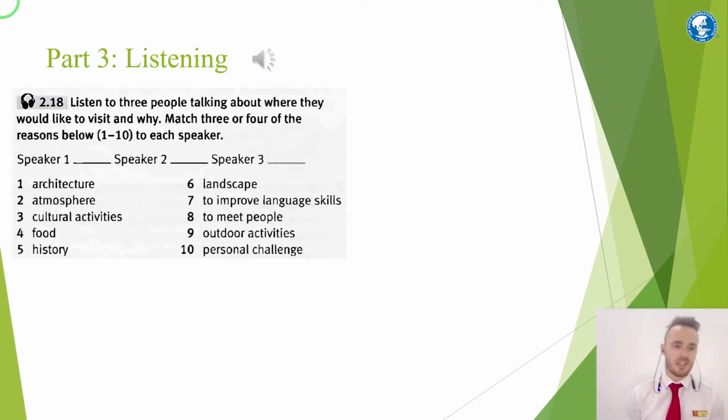Within each of these speeches, they will touch on 2, 3, or 4 of these topics. So they're listed 1 to 10. Your job is to recognize what they are speaking about and put the appropriate number next to the speaker. So, for example, if speaker 1 wants to go to Dubai to see the Burj Khalifa, that would be to do with architecture. You would put number 1.